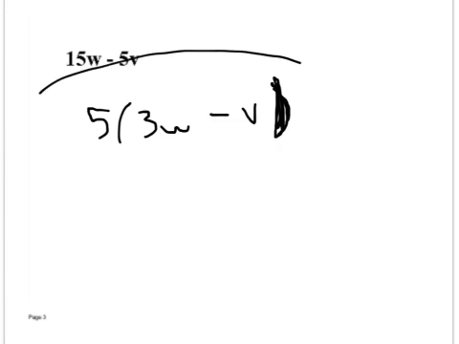No, write this one down. 15w minus 5v. We can take 5 out of each of these, right? What is 15w divided by 5? 3w. What is negative 5v divided by 5? Negative v, right? Alright, the 1's understood. We don't have to have it. And here's your answer.